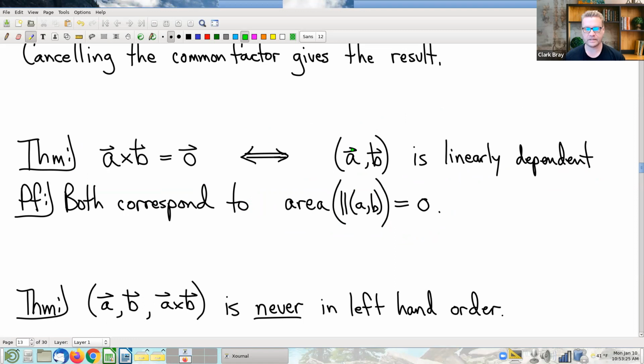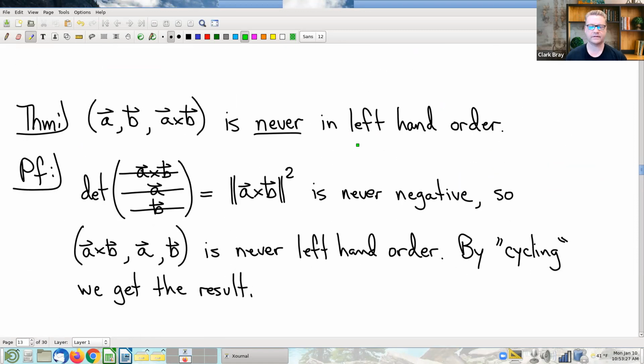Okay. Another neat little fact. This is what I'm going to loosely call always in right-hand order. I didn't write it like that because it's always possible that something's 0 and therefore there's a dependence. But in your mind, you can get away with thinking of this as always in right-hand order. To be precise, I'll say it's never in left-hand order.